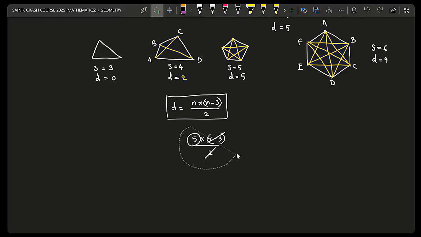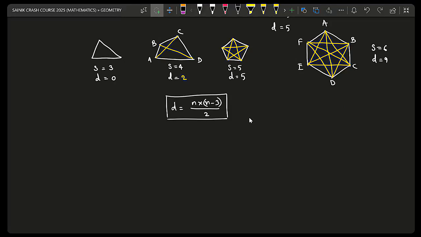Let's verify for hexagon. For hexagon, how many diagonals did we get? It is 9. So 6 into 6 minus 3 divided by 2. 2 3s are 6. We know 6 minus 3 is 3, and 3 3s are 9. So again, we got the correct answer. So using this formula, this is a relationship between the number of diagonals and the number of sides. If diagonals are given, we can find sides, and if sides are given, we can find diagonals.